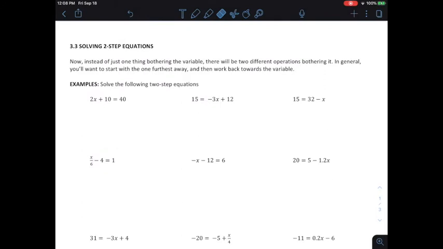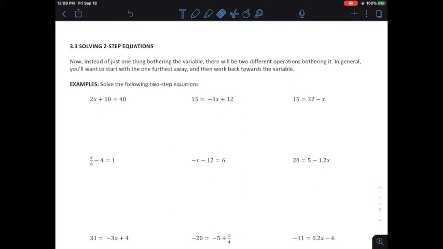Okay, in this lesson, we are going to talk about solving two-step equations. So instead of just one thing bothering the variable like we did in the last lesson, there will be two different operations bothering it. In general, you'll want to start with the one furthest away and then work back towards the variable.